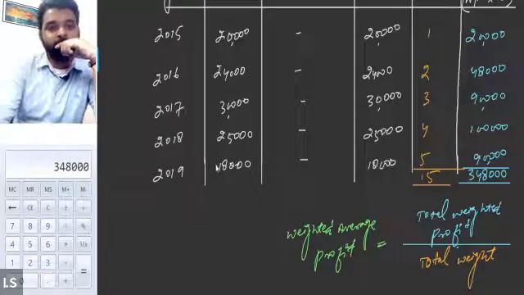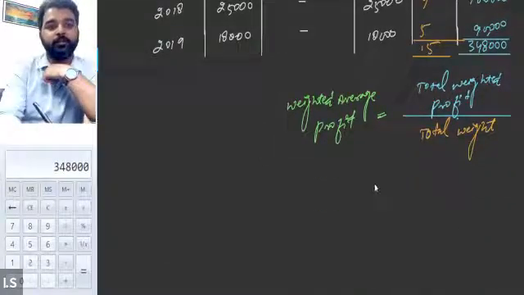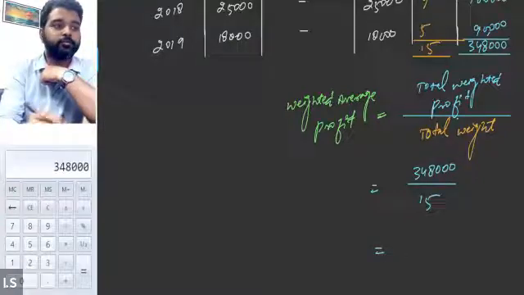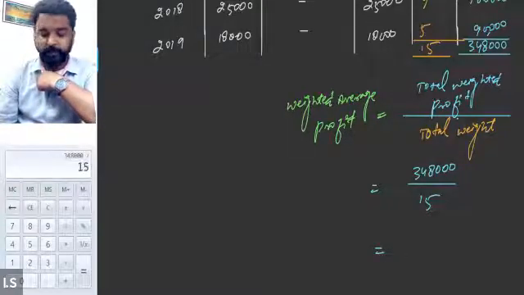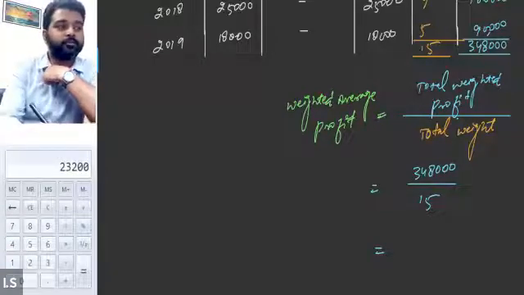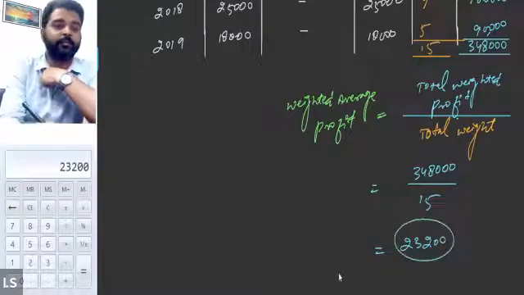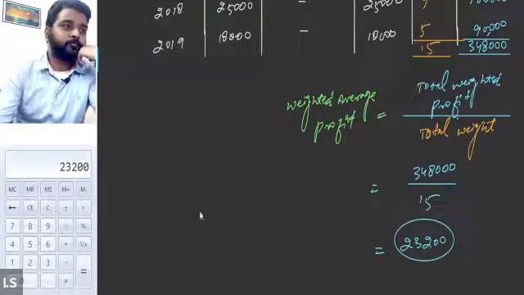Yes, sir. Okay, now we can simply divide 3,48,000 by 15. Dividing 3,48,000 by 15, we will get the weighted average profit. So let's divide this value by total weight, that is 15. So we will get the weighted average profit as 23,200. This is our weighted average profit, 23,200.